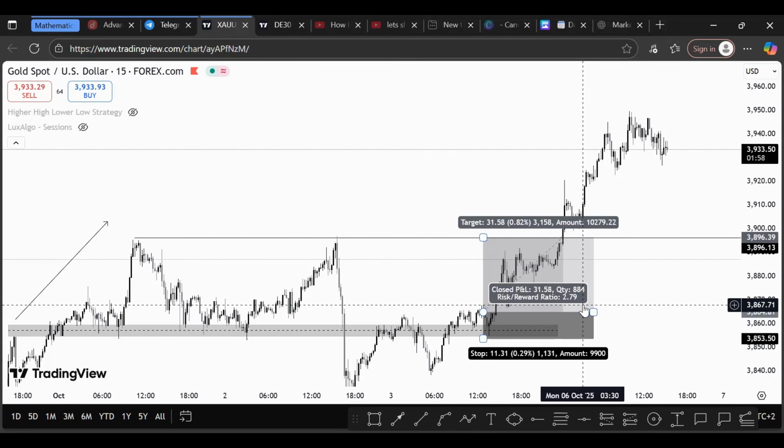Just learn pure structure. Learn higher highs and higher lows. Learn support and resistance. Those things are very important. They're key to ICC, market structure and price action, and to using ICC correctly.